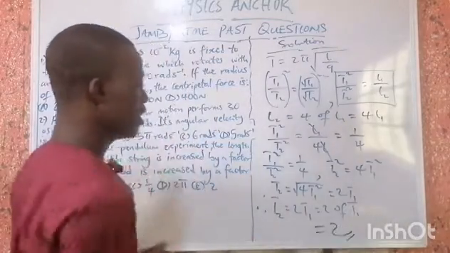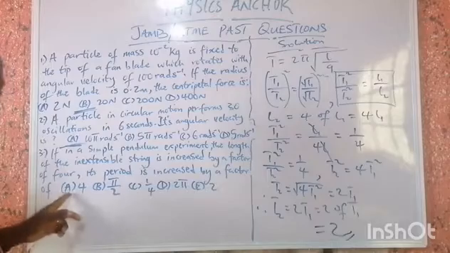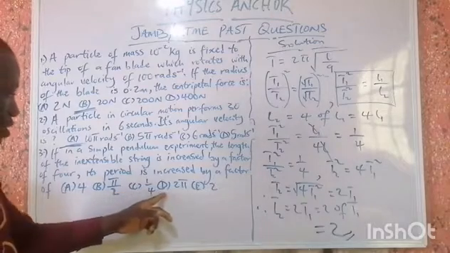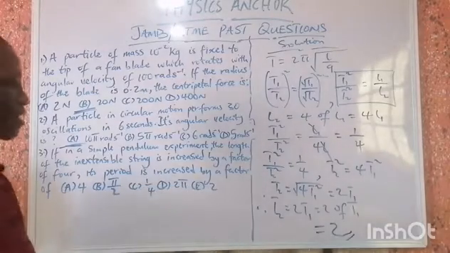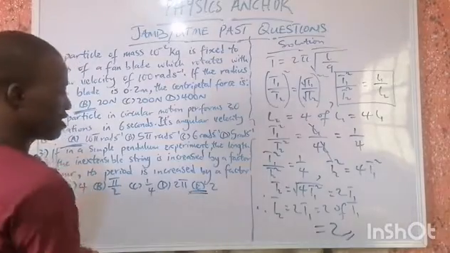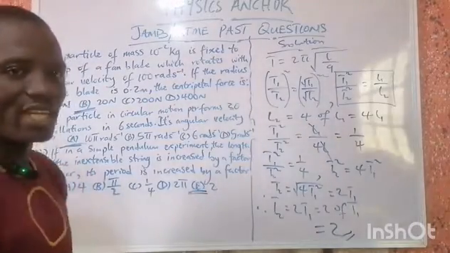So let's check the option. So not A, not B, not C, not D. E. E, a factor of 2. So that is 2, and that is the final answer.